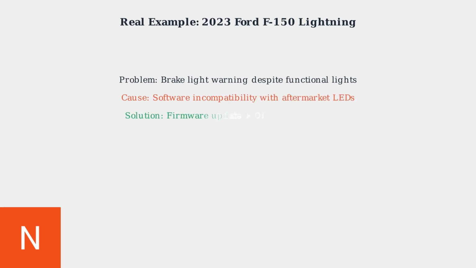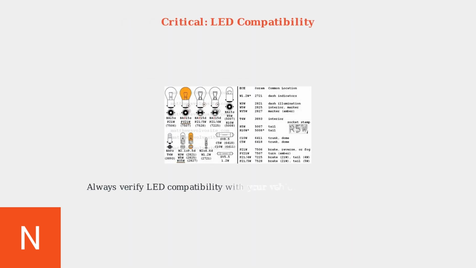Here's a real example. A 2023 Ford F-150 Lightning showed persistent brake light warnings even though the lights worked perfectly. The root cause was software incompatibility with aftermarket LED bulbs. The solution required both a firmware update and switching to OEM-compatible LEDs. This example highlights a critical point. Always verify LED compatibility with your vehicle's monitoring system. Modern cars expect specific electrical characteristics from bulbs, and incompatible LEDs can trigger false warnings even when functioning properly.